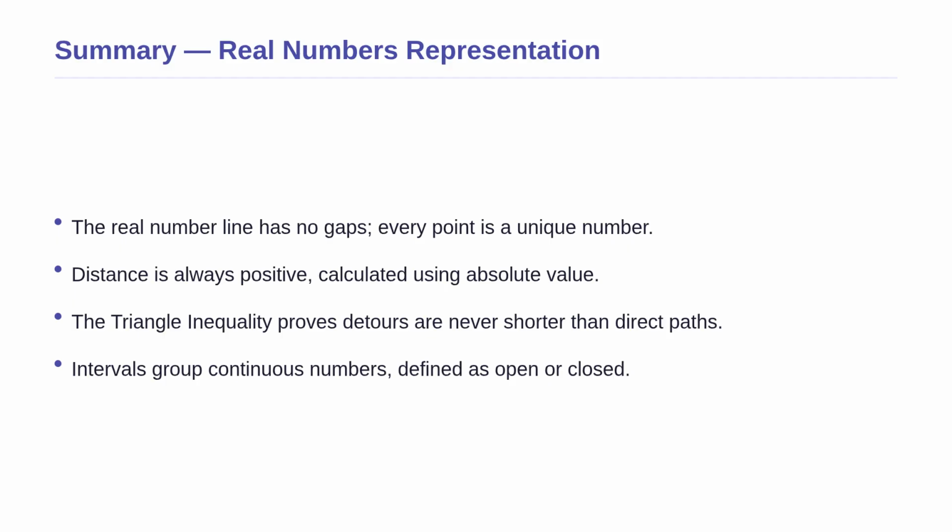We have covered a lot of ground today, so let us review the most important ideas. First, the real number line is continuous, with absolutely no gaps, providing a geometric home for every rational and irrational number. Second, we learned that distance on this line is always positive, measured using the absolute value function. Third, the triangle inequality guarantees that a direct path is always the shortest route. Finally, we saw how to group these numbers into open and closed intervals.